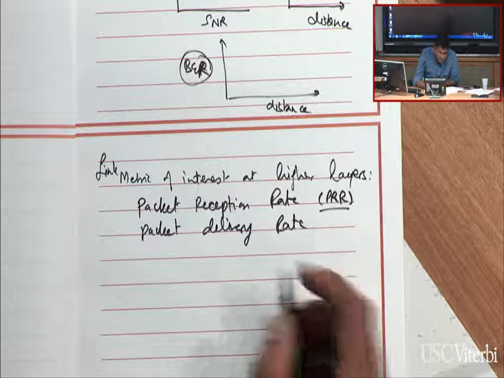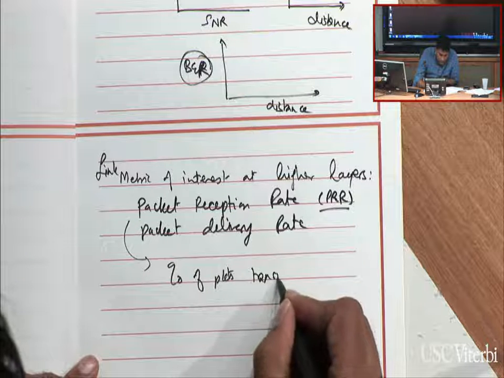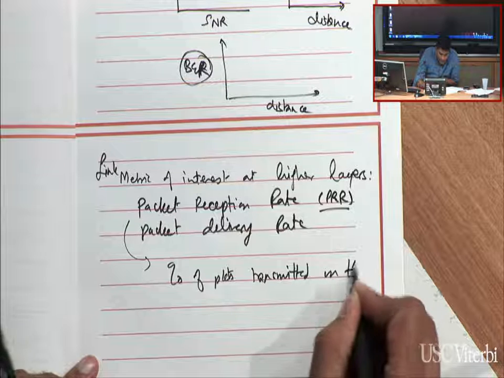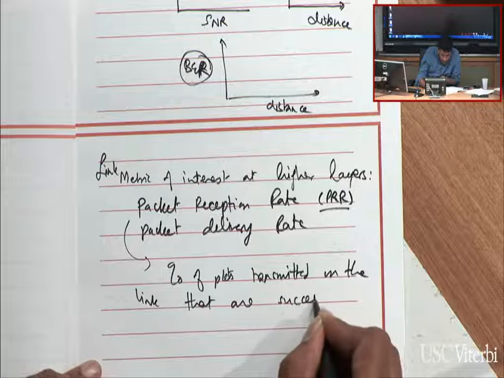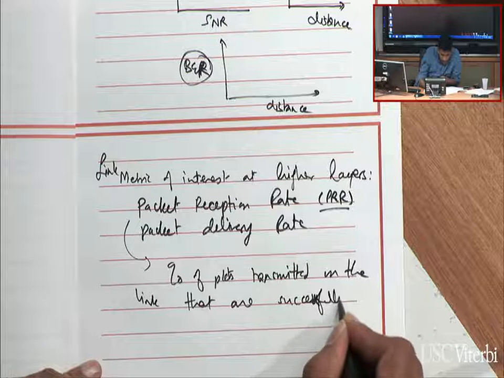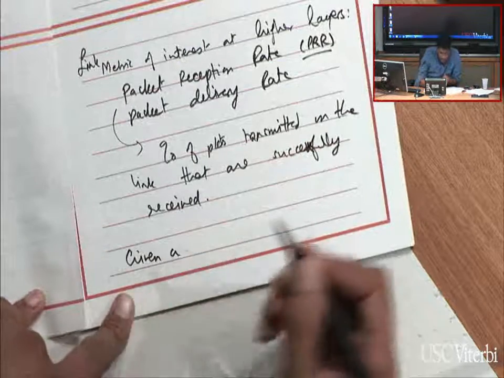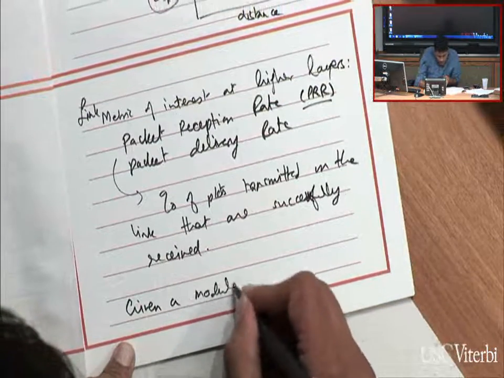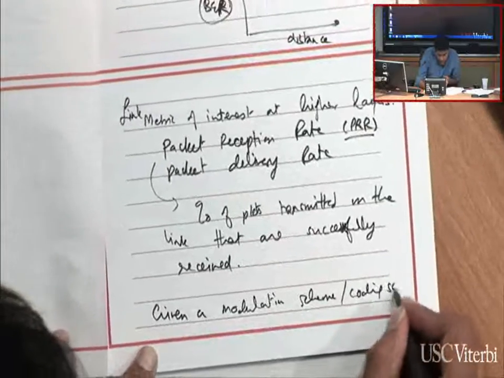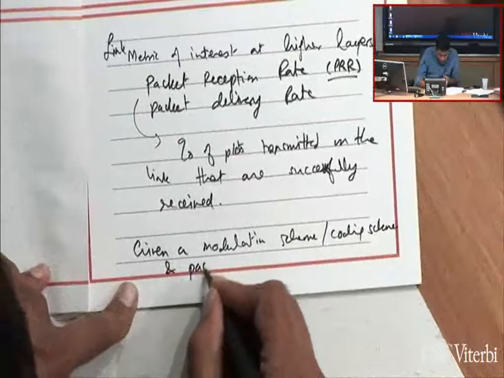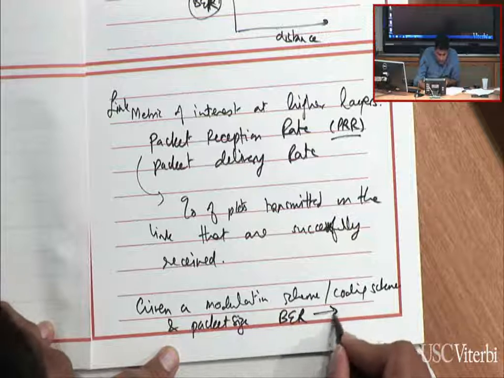So packet reception rate is very simple. It's really just the percent of packets transmitted on the link that are received successfully. And in particular, given a modulation scheme slash coding scheme and packet size, there's a one-to-one mapping from the bit error rate to the packet reception rate.